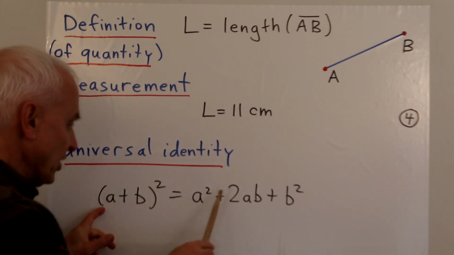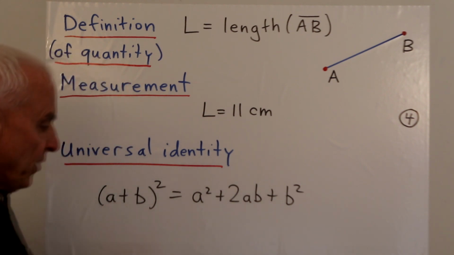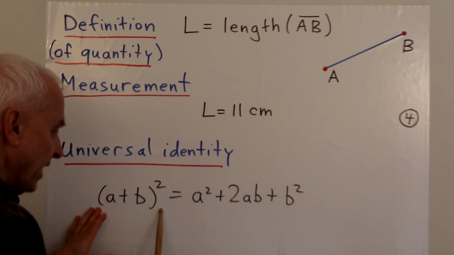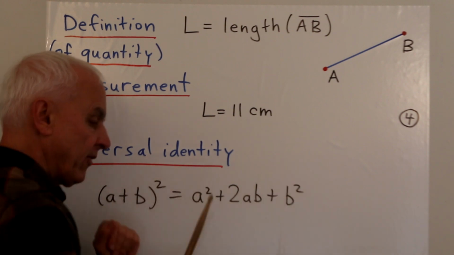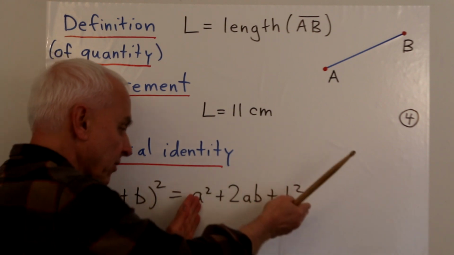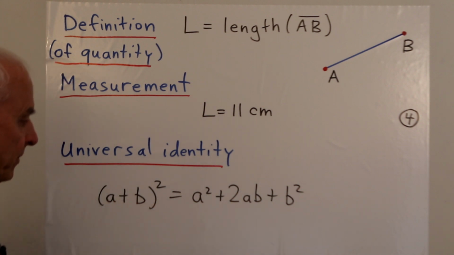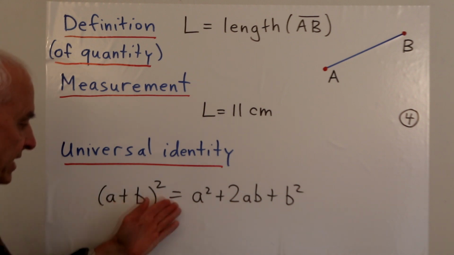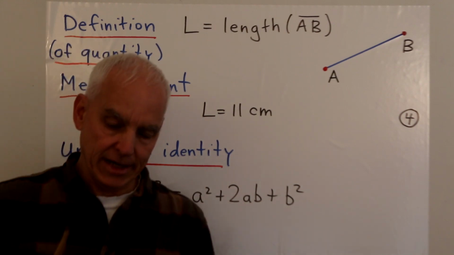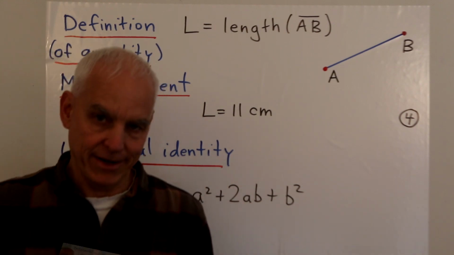(A plus B) squared equals A squared plus 2AB plus B squared. So you can think about starting with the left-hand side and expanding it to get the right-hand side, or you could think about starting with the right-hand side and sort of factoring it to get the left-hand side. So in this case, the equal sign is expressing an identity of an algebraic kind.